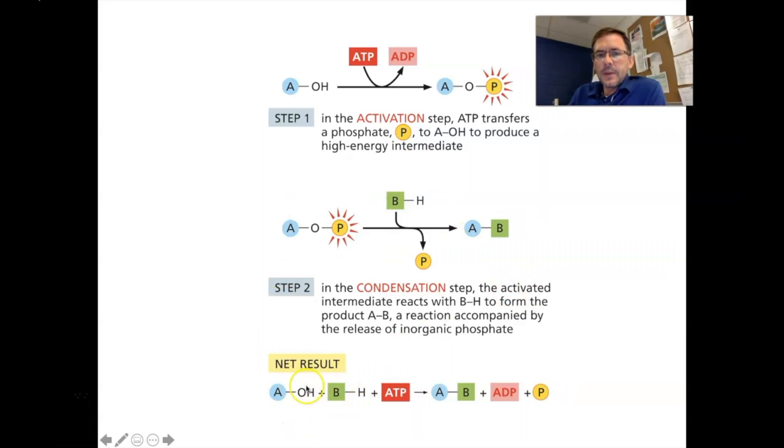Okay, so the net result here is, A becomes activated so that it can be combined to B. Okay, so A is activated here, and then it can be combined to B, and you get the formation of a larger molecule.